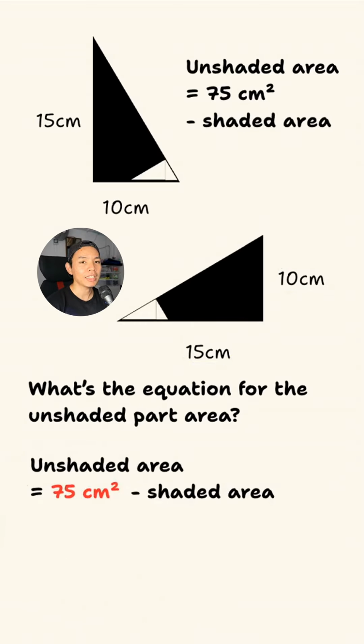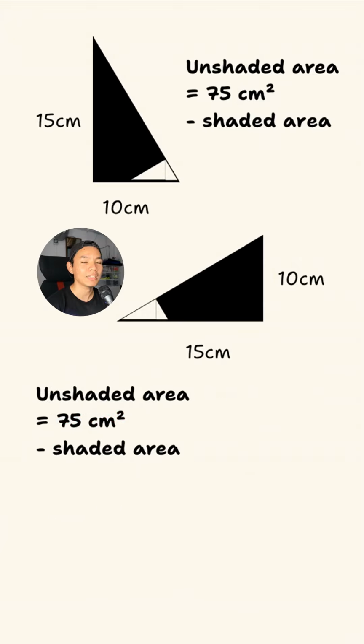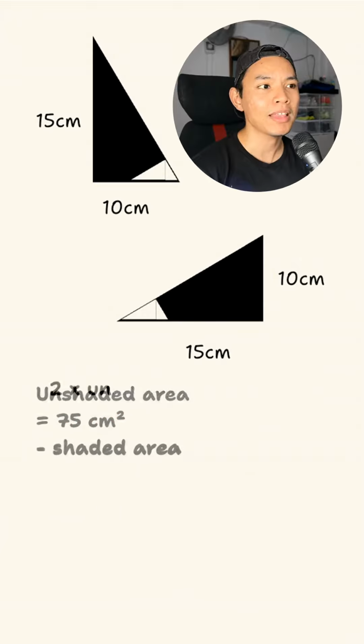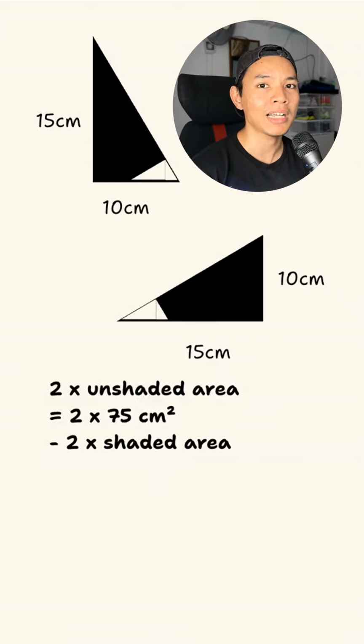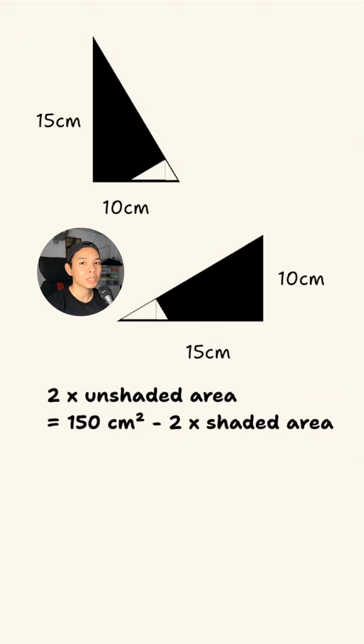If you were to put in the area for the equation, it will look the same as what we have done earlier. And the thing is, if we combine them together, it will be 2 times the unshaded area equal to 2 times 75 centimeters square minus 2 times of the shaded area. Make sense? Then this will become 2 times unshaded area equal to 150 minus 2 times the shaded area.